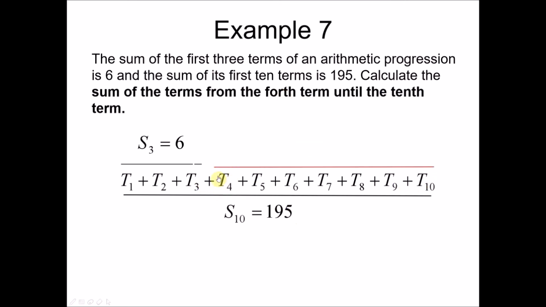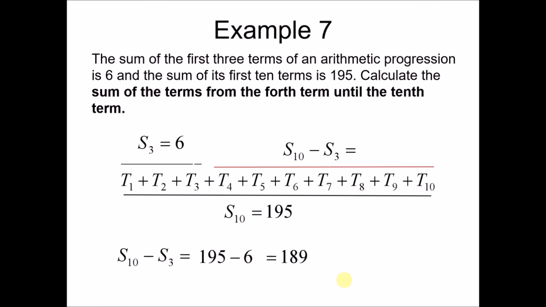If you want to find the sum of the terms from the 4th until the 10th, the one shown with the red line, it's quite obvious that we take the total, S10, minus S3. So to find this, we take S10 minus S3. This minus this equals the value of the sum from the 4th term until the 10th term. S10 is given as 195, S3 is given as 6, 195 minus 6 is 189.